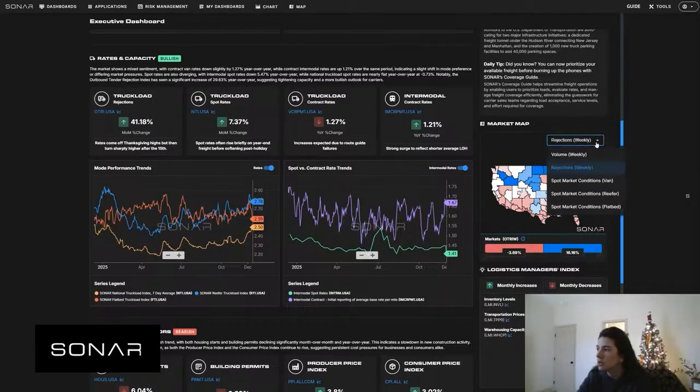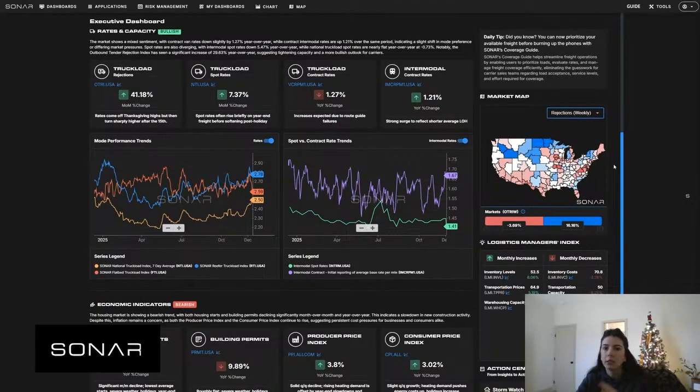You can also click this drop down if you would rather monitor volume changes or those spot rates broken down by trailer type. So you can easily see that while you're looking at other market conditions. Now, the third piece of the puzzle is going to be those economic indicators to really tie in all pieces of the market, what is going on from that first look. And you have it all in one place again.